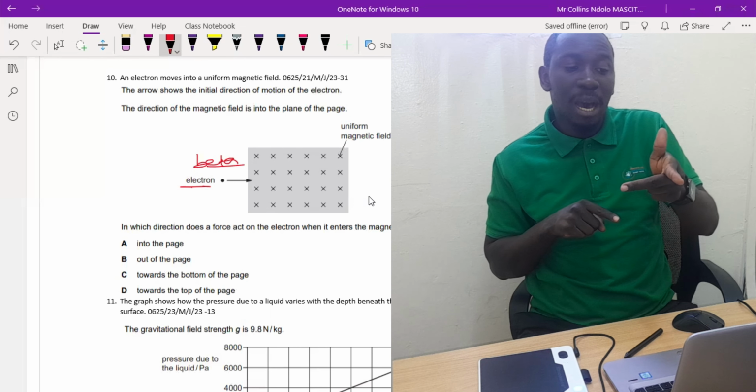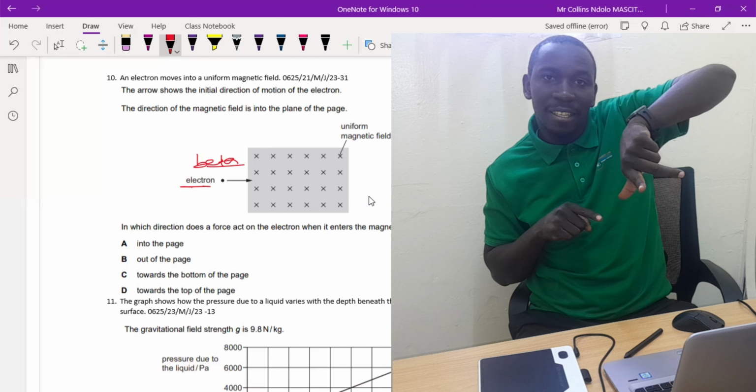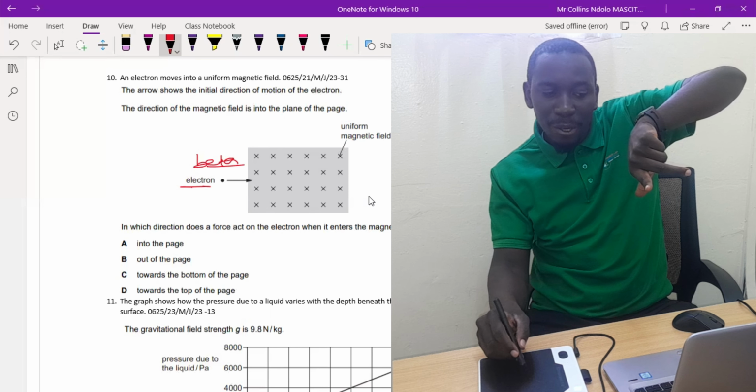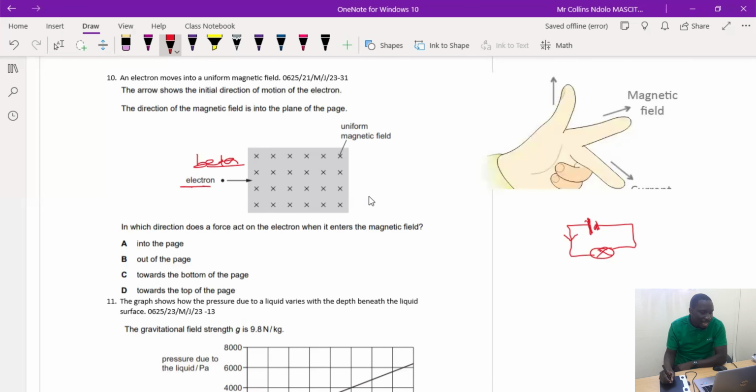So what happens? I twist it like this. And if I do that, then you will be able to see that this electron will be deflected down the page. Will be deflected down the page towards the bottom. So into the page, out of the page, towards the top of the page. Our answer is C. And it's all simple reason as that.